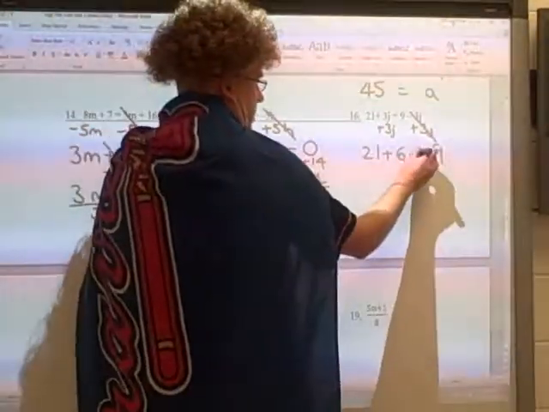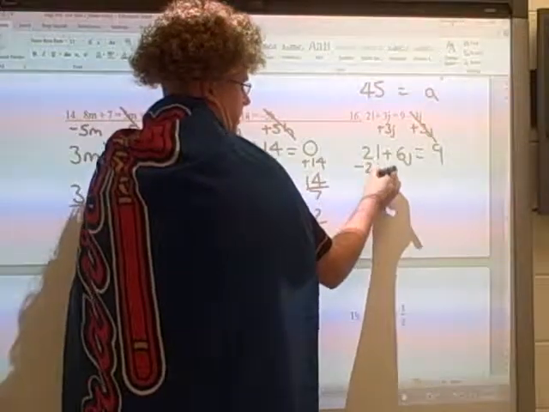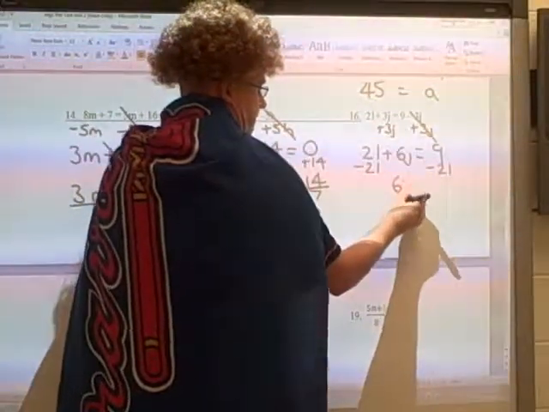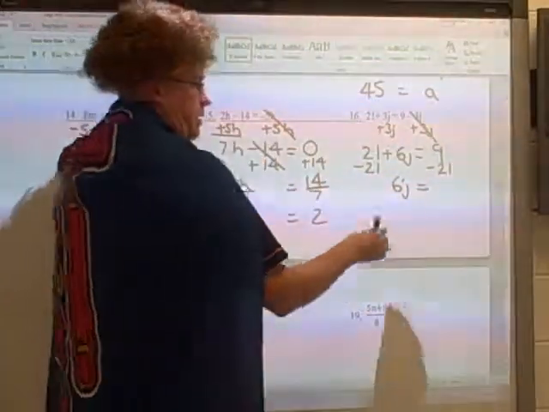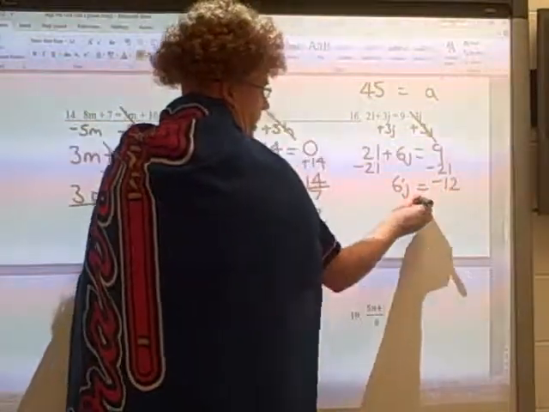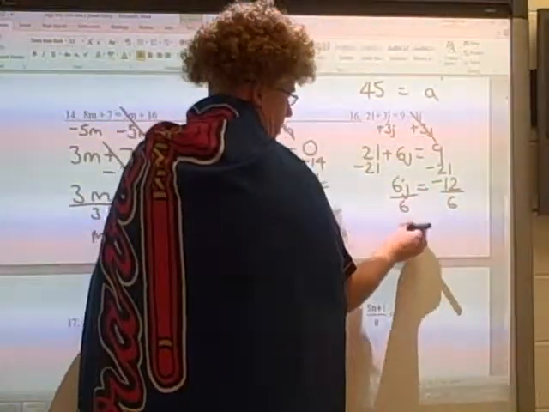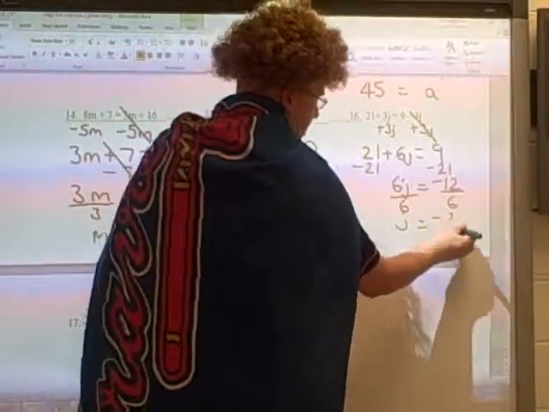And now I'm going to bring the 21 to the other side. So I've got my j's on one side, I'm going to bring everything to the other side. So subtract 21 from both sides. 9 take away 21 is negative 12. And then divide both sides by 6. And negative 12 divided by 6 is negative 2.